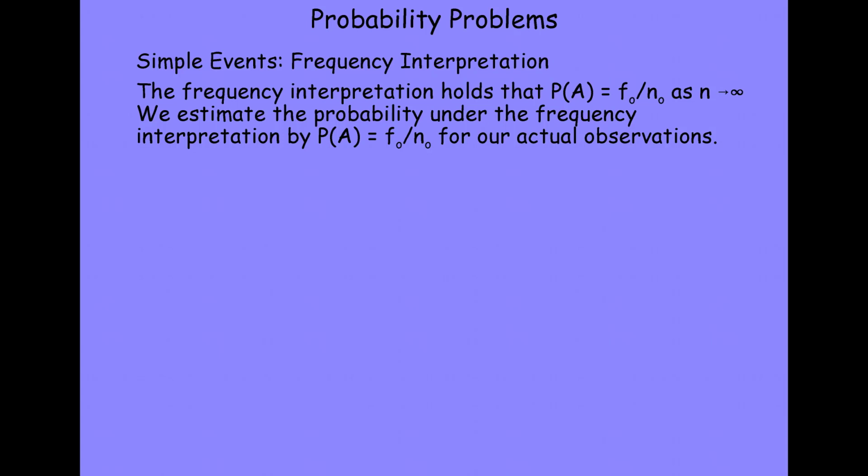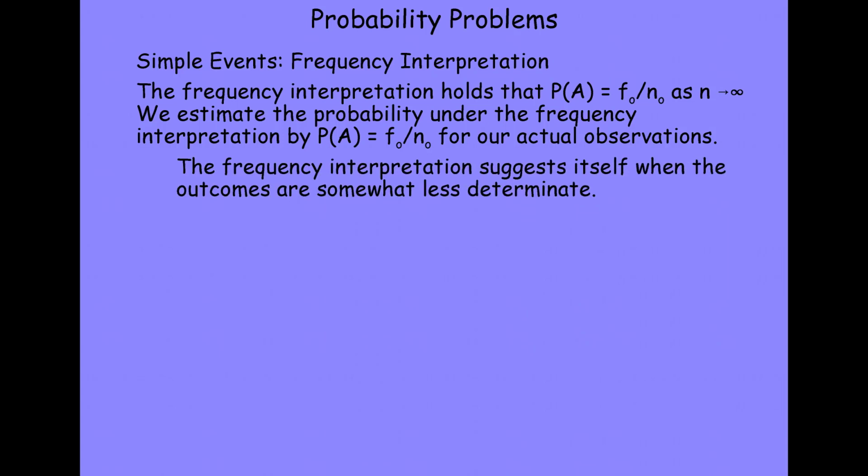So in this sense, we never really know the frequency interpretation probability for an event. But we can estimate the probability for an event under the frequency interpretation by taking the observations that we actually do have. And so we estimate the probability under the frequency interpretation by assigning the probability to an event as being our observed favorable outcomes divided by our total number of observations.